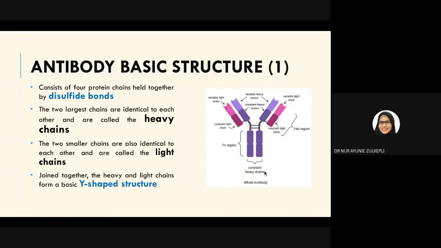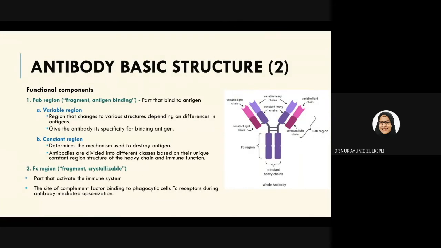So this is the basic structure of an antibody. It consists of four protein chains held together by disulfide bonds. It has the heavy chain and light chain here in the form of a Y-shaped structure. You have to know there are two functional components or functional regions of the antibody: the Fab region here, and also the Fc region.